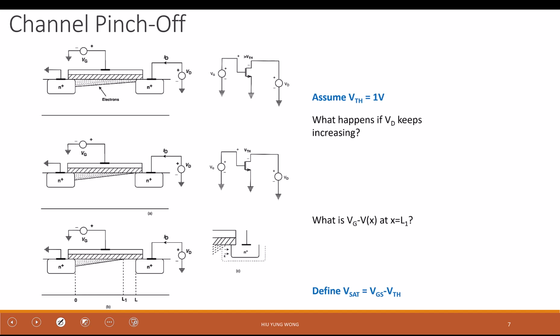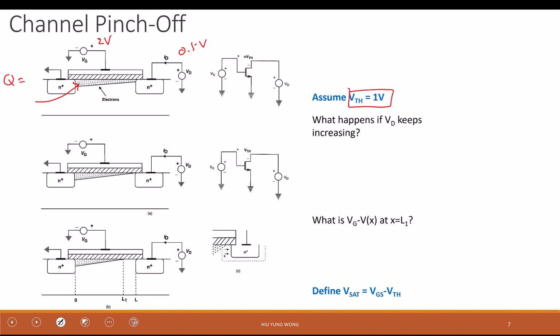So now we will move forward to some more messy stuff about the pinch off. Now this is the question here. I have a transistor. I decided to bias the gate at 2 volts and the drain at 0.5 volts. Now I want to ask how much electron I have along the channel at this point, and let me assume the VTH equals 1 volt. At this point, what is the charge that I have?